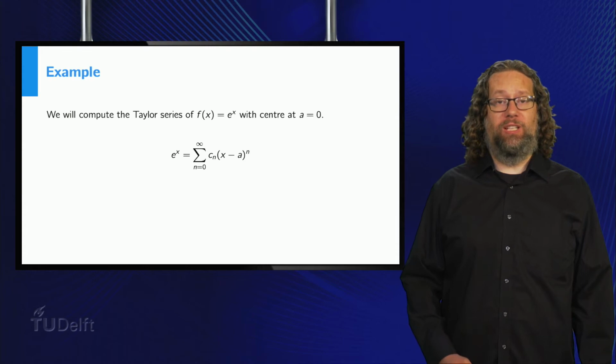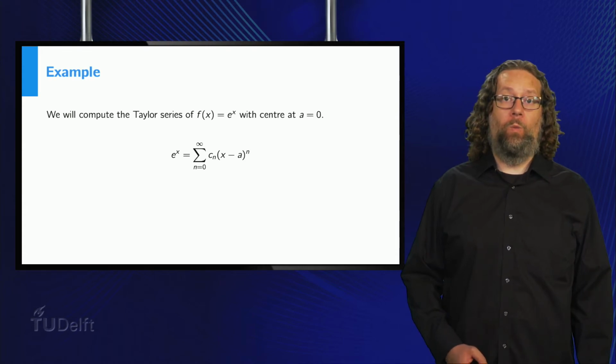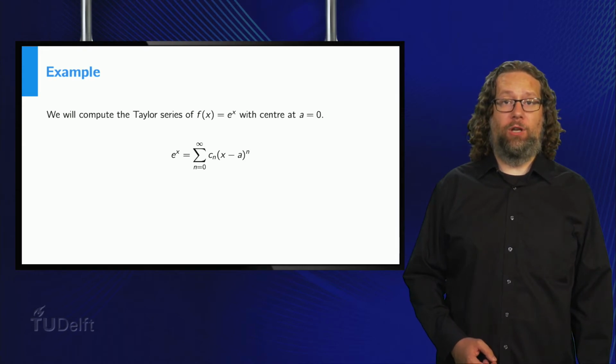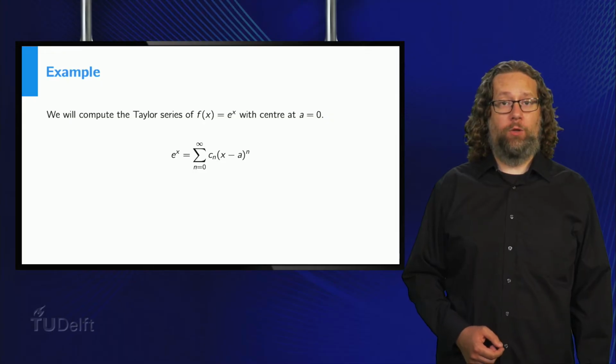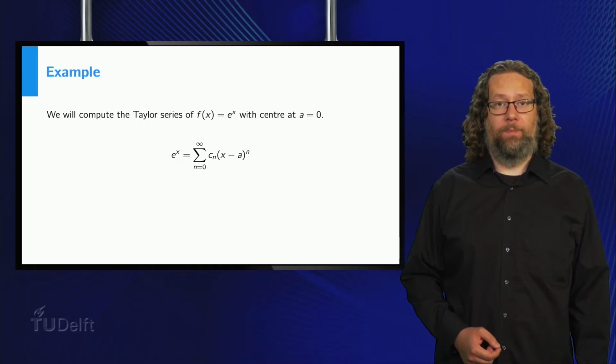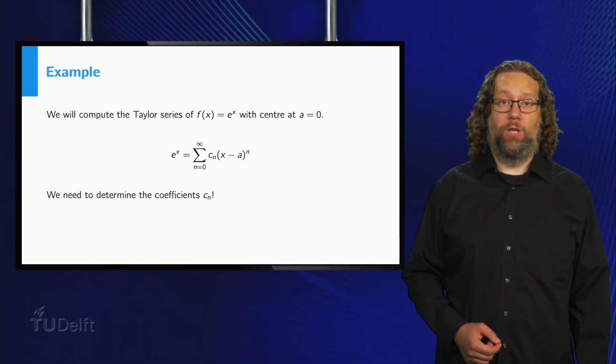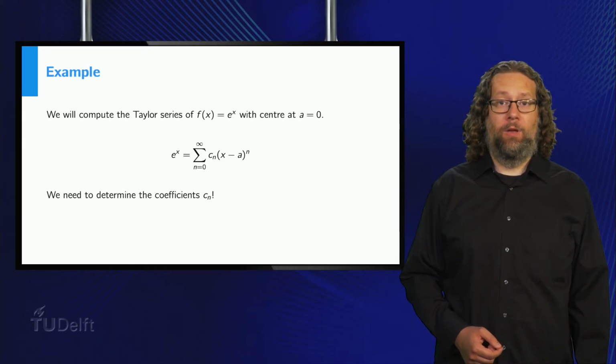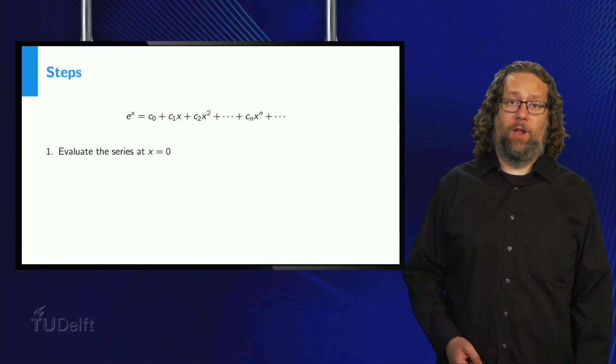Let's choose an easy example to start. We want to find the Taylor series of the function f of x equal to e to the x with center at a equal to 0. Therefore, we need to determine the values of the coefficients Cn. These are the steps that we will follow.